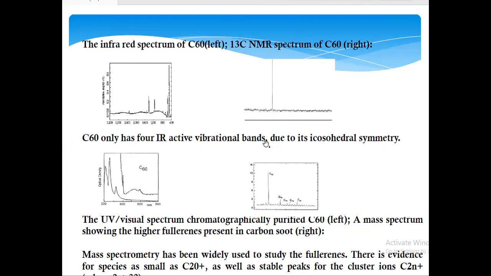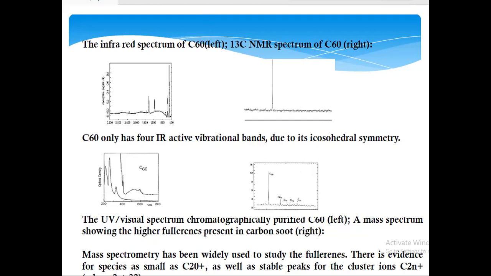Icosahedral symmetry is basically, if you are at the center and you go to any other point, say from the center to this atom, everything will be symmetrical. This is the UV and visible spectrum of chromatographically purified C60 at left, and a mass spectrum showing the higher fullerenes present in the carbon soot. These are basically just spectra traced for these C60s.